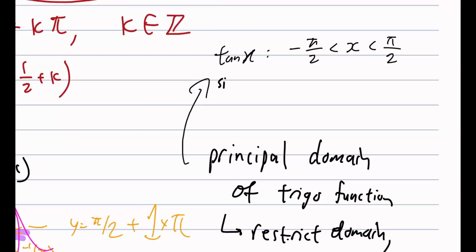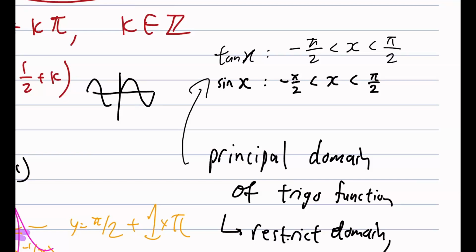For sine x, what is it? Let me recall this. I need a full curve. Sorry, no, it's not 0. It's negative pi over 2 to pi over 2. So which part of sine x is it? Sine x looks like this, followed by another version. You only want to restrict it to this part here.